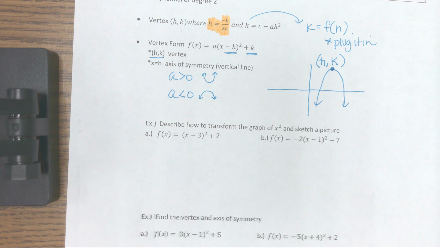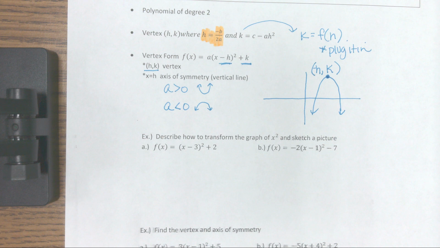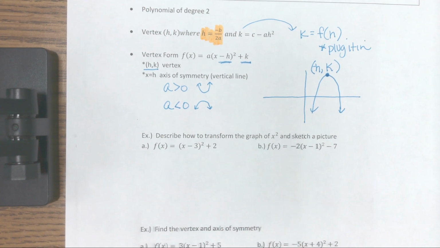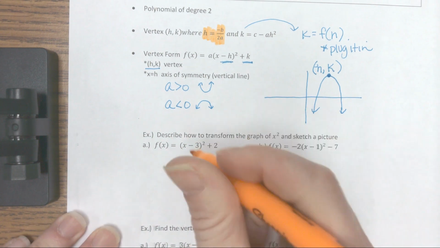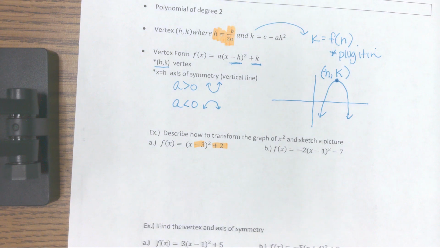Okay. So, let's just sketch some pictures. And then I'll show you a completing the square one. So from x squared, let's think transformations. This is x minus 3 and x plus 2. How did this parabola move? Somebody tell me.